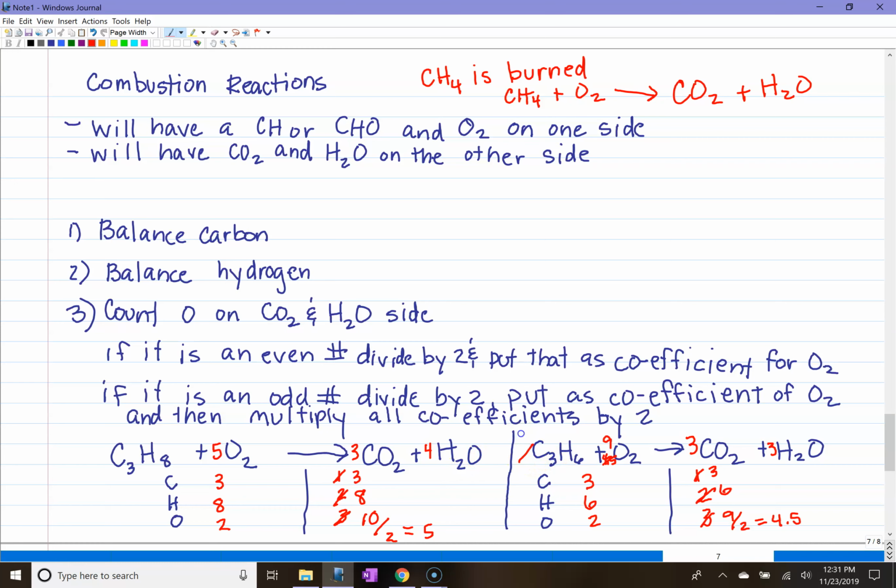And so 2 times 1 is 2. 2 times 4.5 is 9. 2 times 3 is 6. And 2 times 3 is 6.